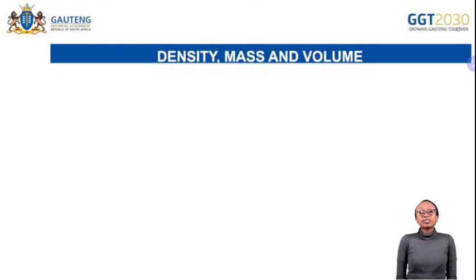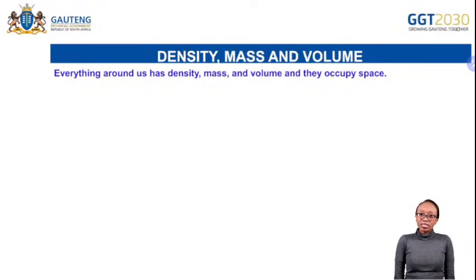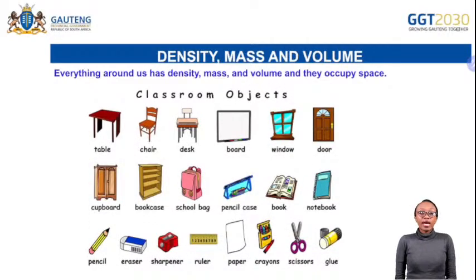Let's talk about density, mass, and volume. Everything around us has density, mass, and volume, and they occupy space. I'm going to draw up a picture of the different items that we do find in our classroom. There are tables, chairs, desks, the board, the window, the door, a cupboard, a bookcase, even your school bag. It has a density. Pencil case, book, notebook, pencil, eraser, sharpener, ruler, paper, crayons, scissors, and glue.